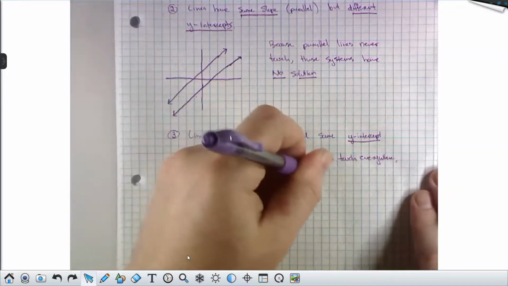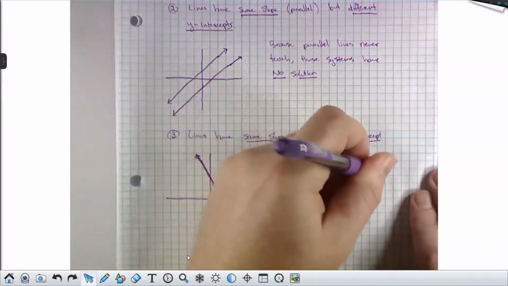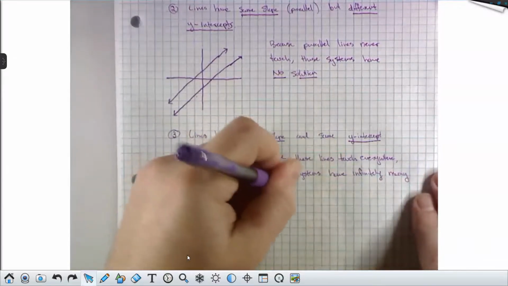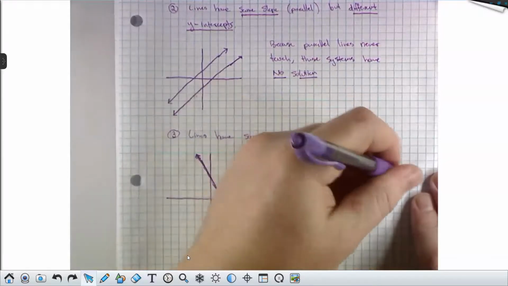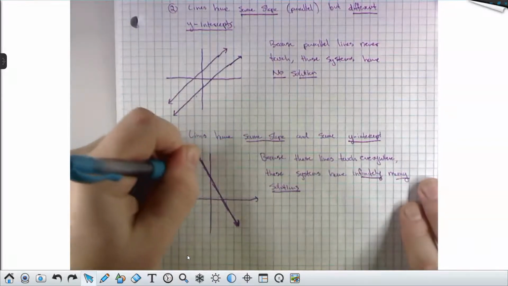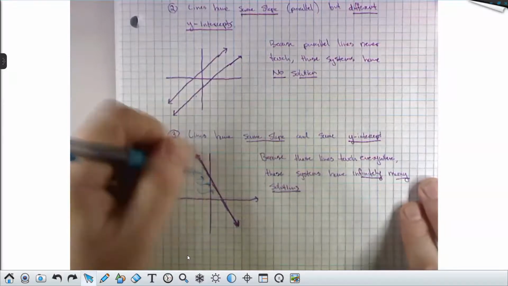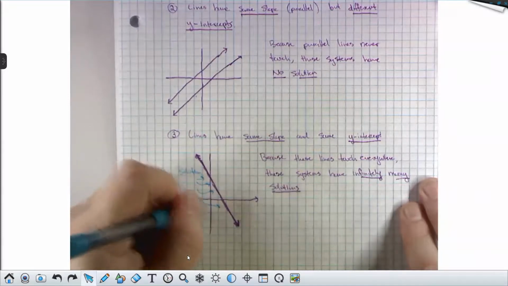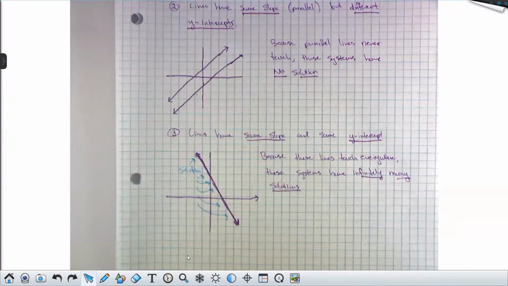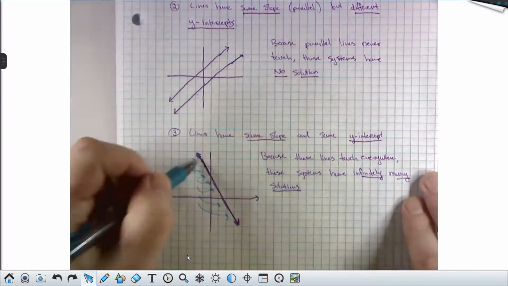These systems have infinitely many solutions. Every point that is on the line is a solution. Right? Every single point on the line is a solution.